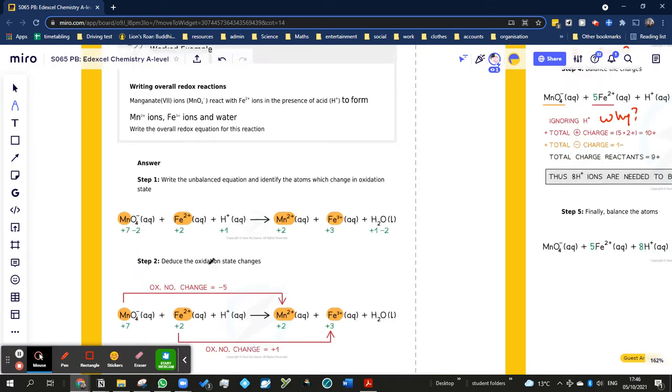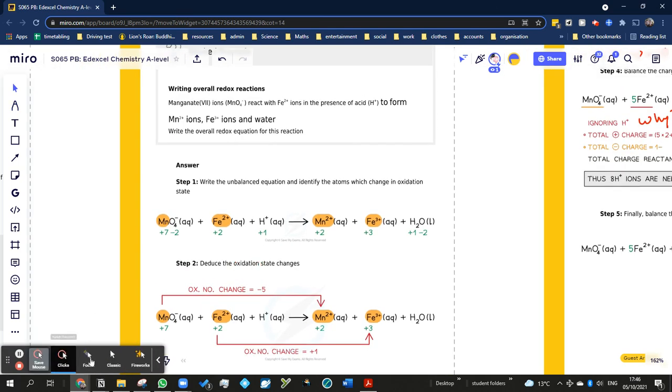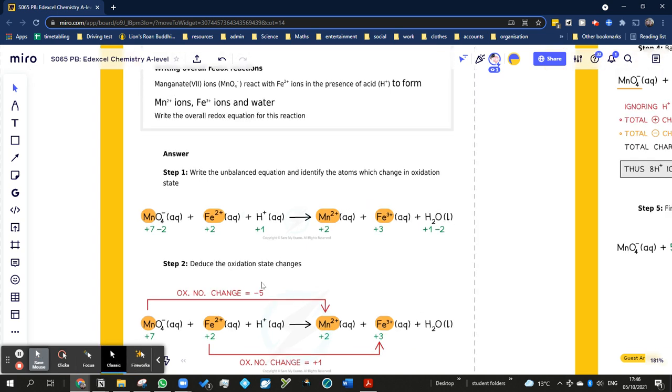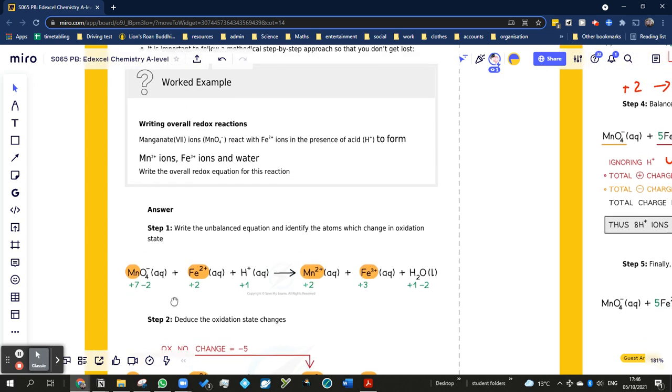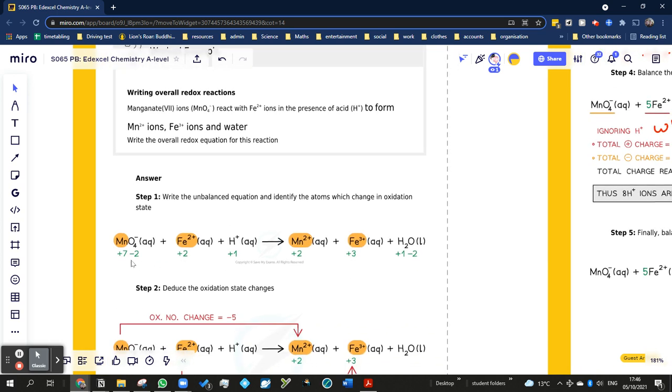Okay, so this is using the concepts of oxidation states to balance a redox reaction. So we've got a manganate ion reacting with an iron ion inside acid, so there's H plus ion from the acid, and it produces a manganese ion and an iron 3 plus ion, and then you've got some water there. So what you first do is you identify where all the oxidation states are of each one.